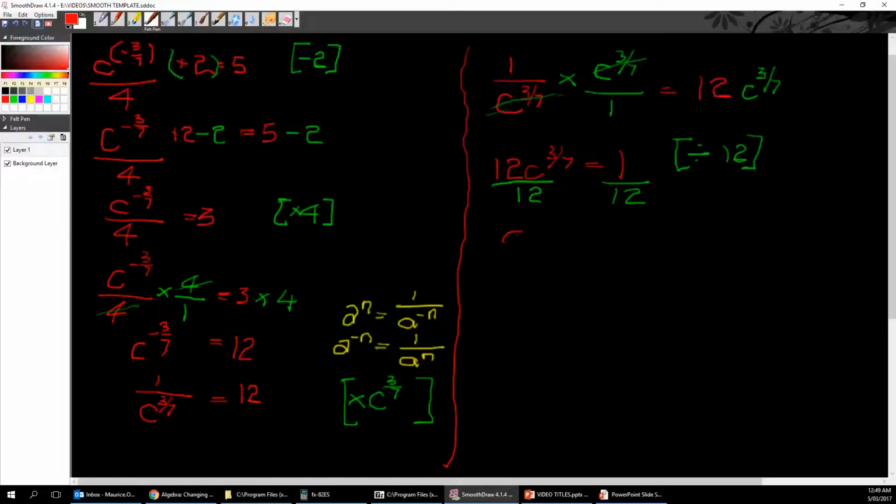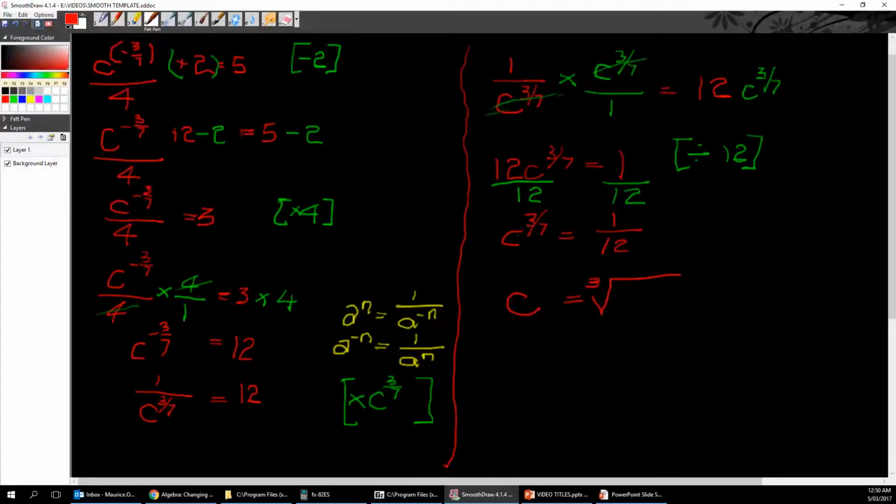What we get here is C to the power of 3 over 7 equals 1 over 12. Now, how do we get rid of these powers? Well, this means the 7th root of C cubed. So C is going to be here, if we use our surd or root thing, that's going to be the cubed root. Okay, so we do the opposite.